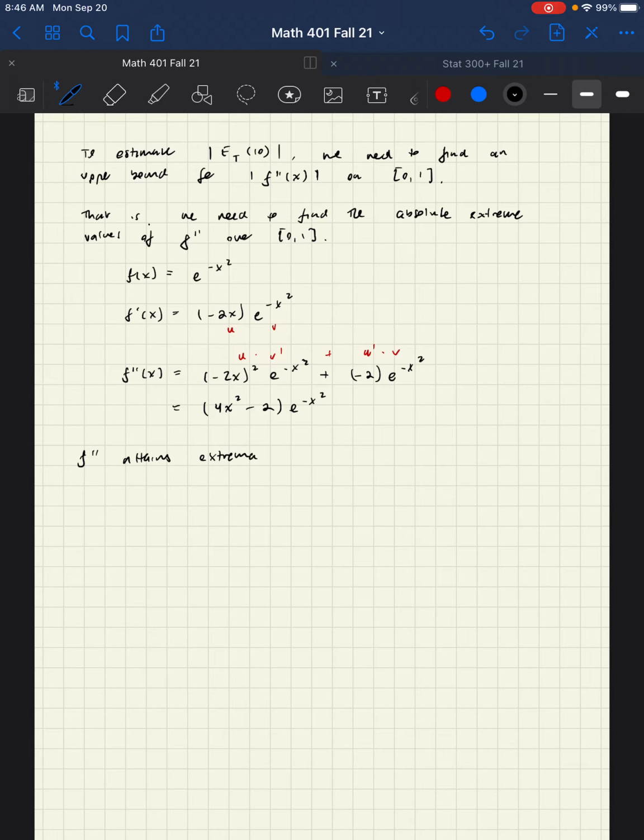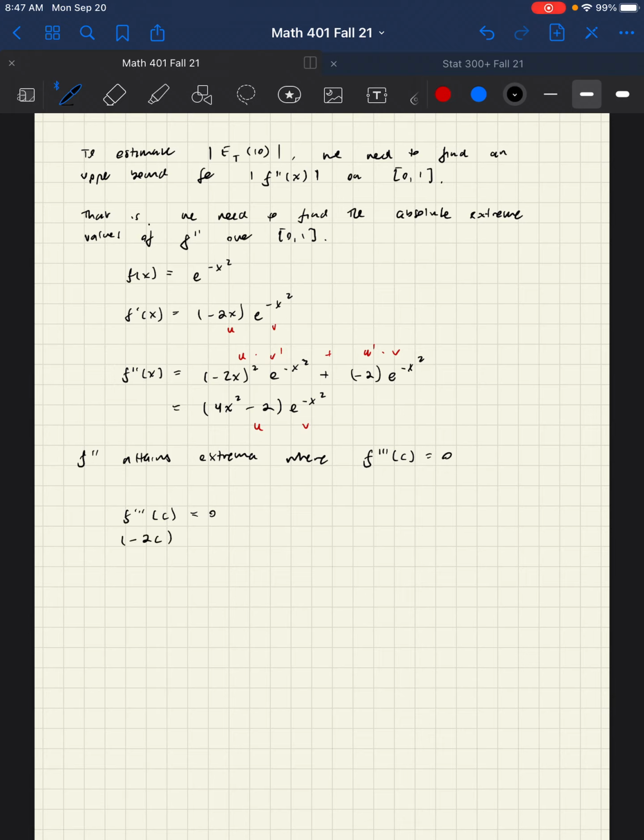So f double prime attains extrema where f triple prime of c equals 0. So we need to find the third derivative. Yes, we're going to do this again. So now this is our u again, this is our v. So f triple prime of c equals 0. Well, derivative of u is, what's that? No, sorry, we're going to do u times v prime.